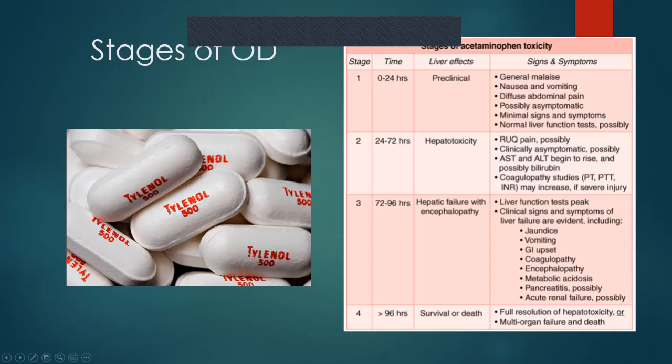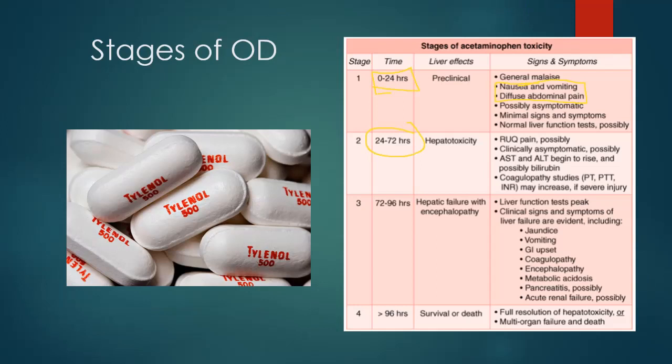All right. There are 4 different stages of Tylenol overdose. And one of the most important things I want you to know about is that most people with Tylenol overdose for the first 24 hours are going to feel mostly fine. They might have some nausea and vomiting and belly pain, but really nothing is going to show up in the labs until after day 2.